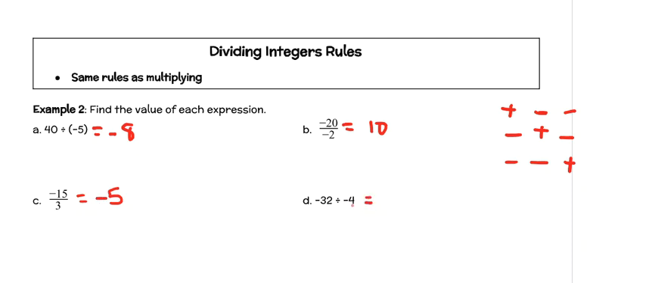32 divided by 4. 4 times what is 32? That's 8. Negative and a negative is a positive. Okay, so that's all it is. Don't overthink it.